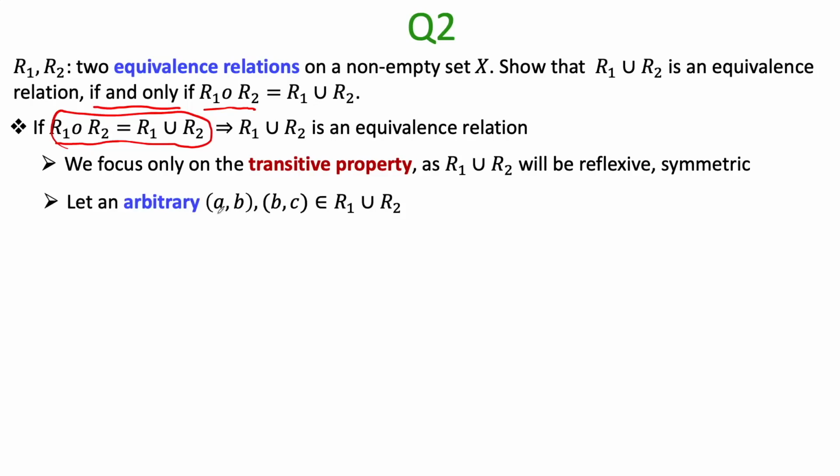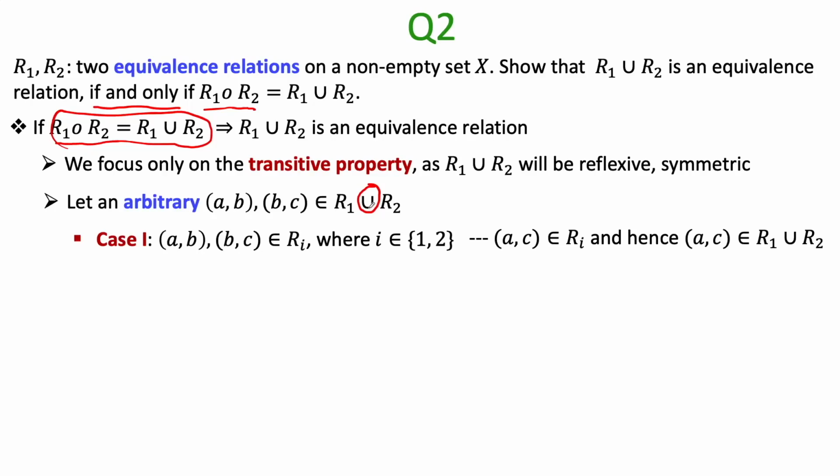So let's consider arbitrary ordered pairs A, B and B, C to be present in the union of R1 and R2. Now, because of the union, there could be three possible cases depending upon where exactly the ordered pair AB and ordered pair BC belong. Case 1 could be that the ordered pairs AB as well as BC are present in at least one of these two relations, say in the relation Ri, where Ri could be either R1 or R2. If that's the case, then since that relation Ri is also an equivalence relation, mind it, we are given that both R1 as well as R2 are equivalence relations individually, then as per the transitivity property, the ordered pair AC will be present in Ri as well, and hence it will be present in the union of R1 and R2.